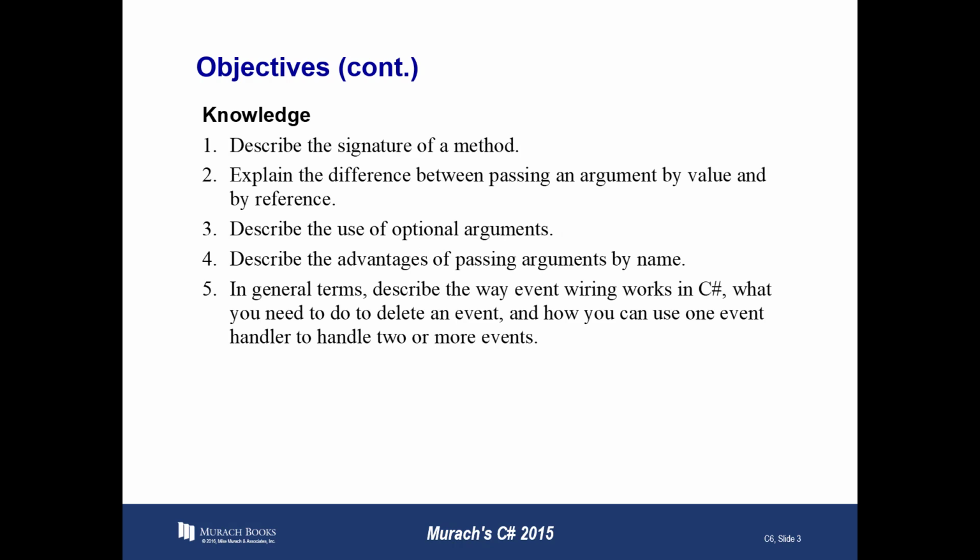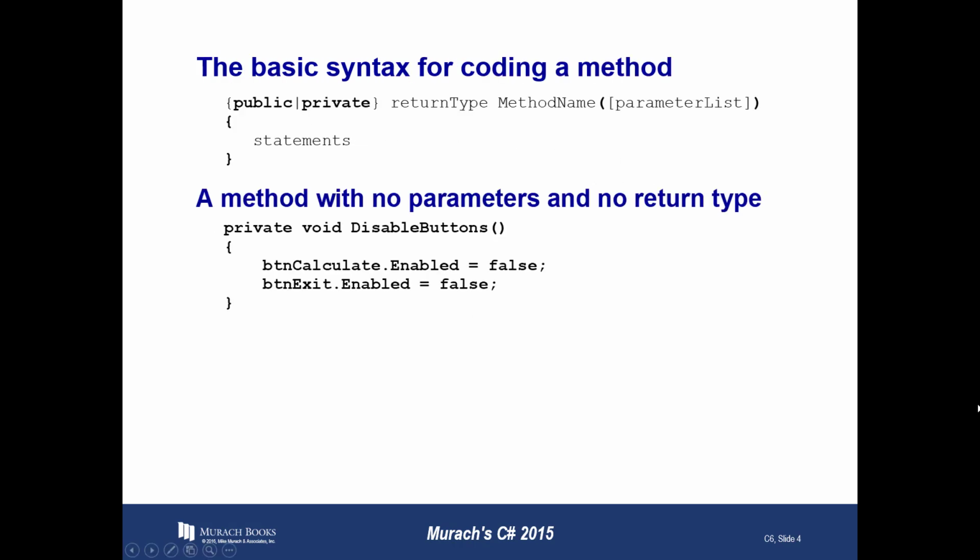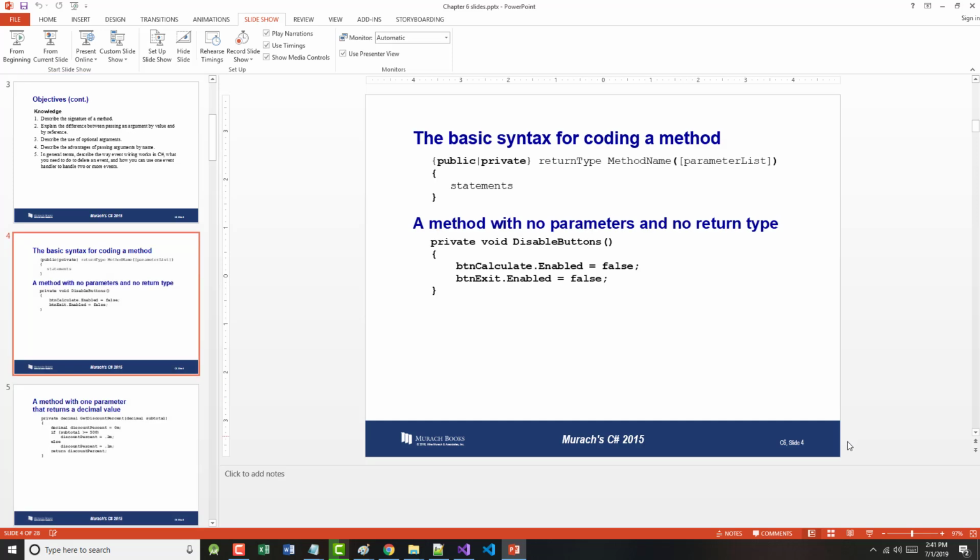All right? So we're going to talk about all of this stuff. We'll also talk about passing by value as opposed to passing by reference, what an optional parameter is, and the way event wiring works in C#. Okay? So let's break out and do this a little bit differently than the way I've been doing it before.